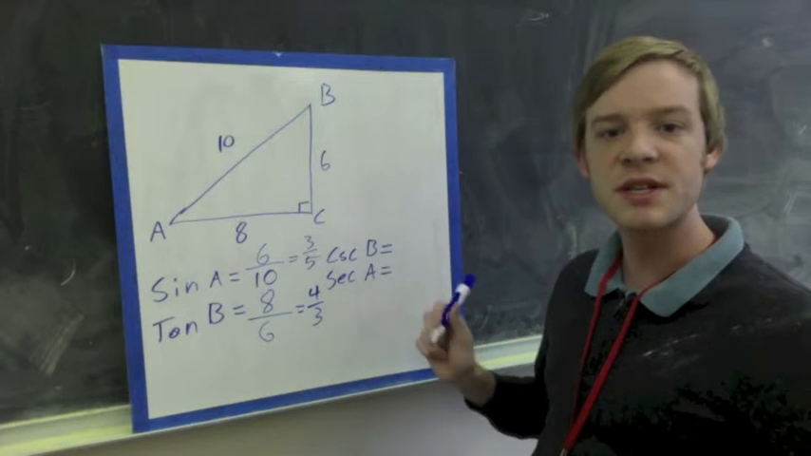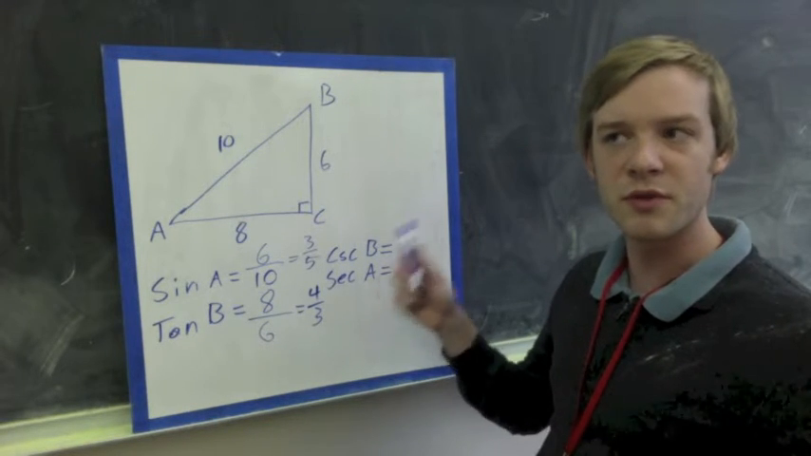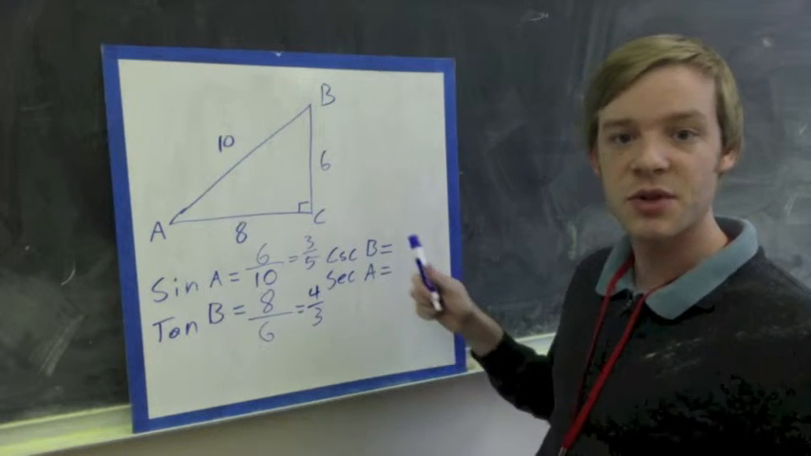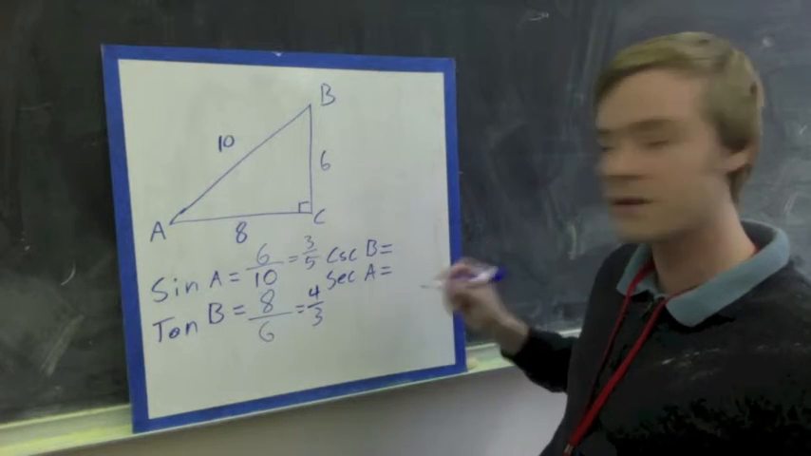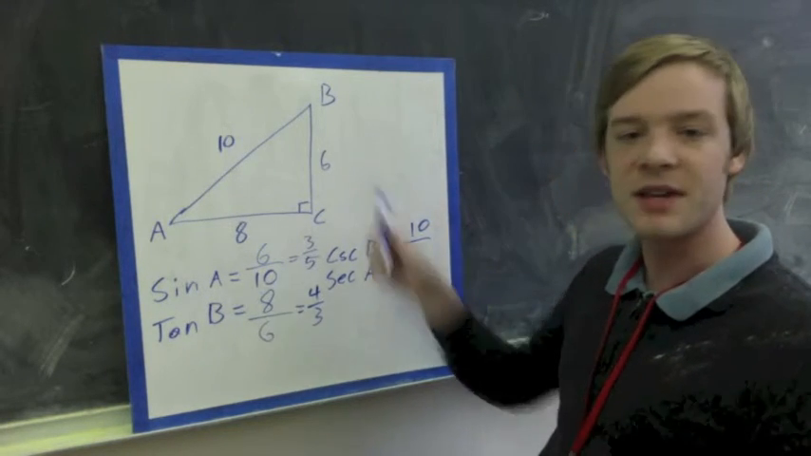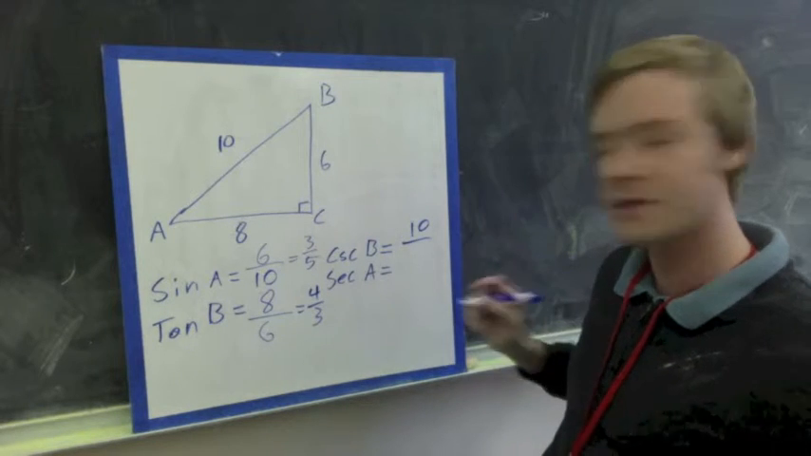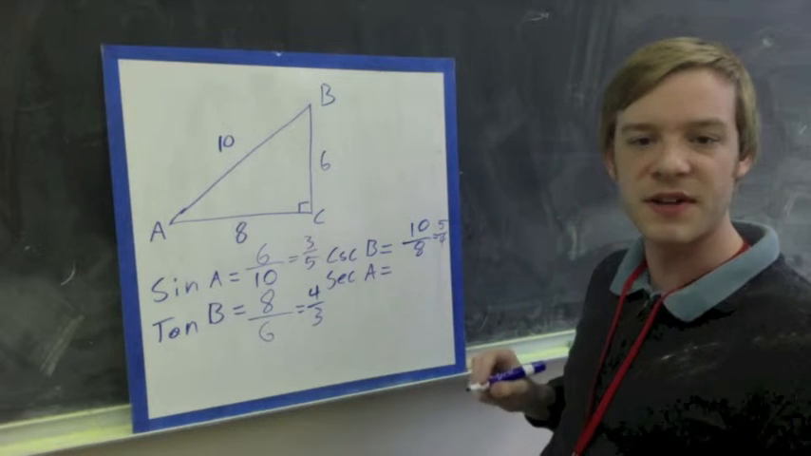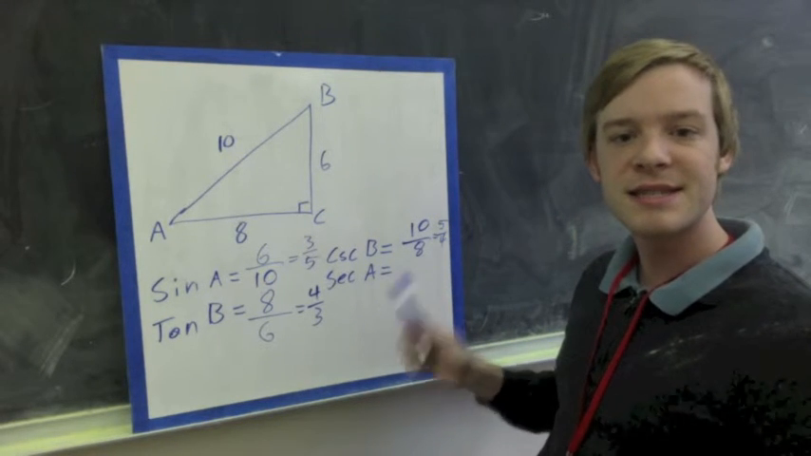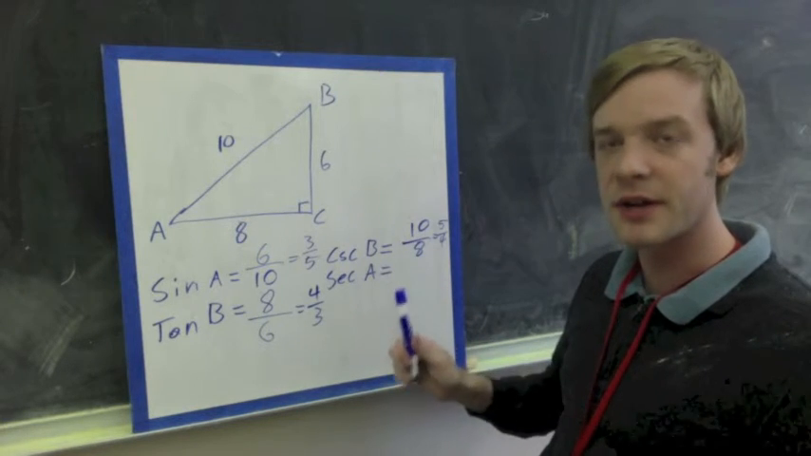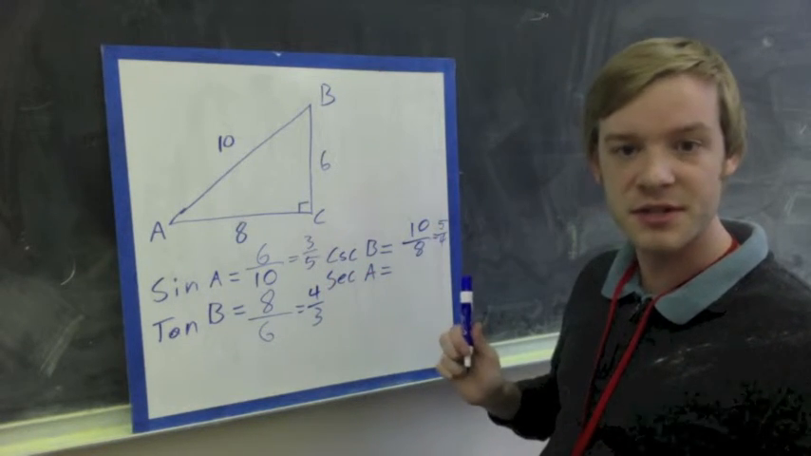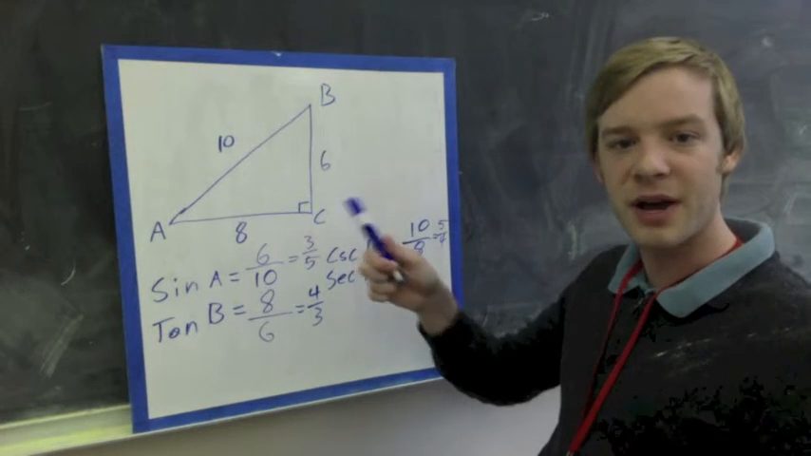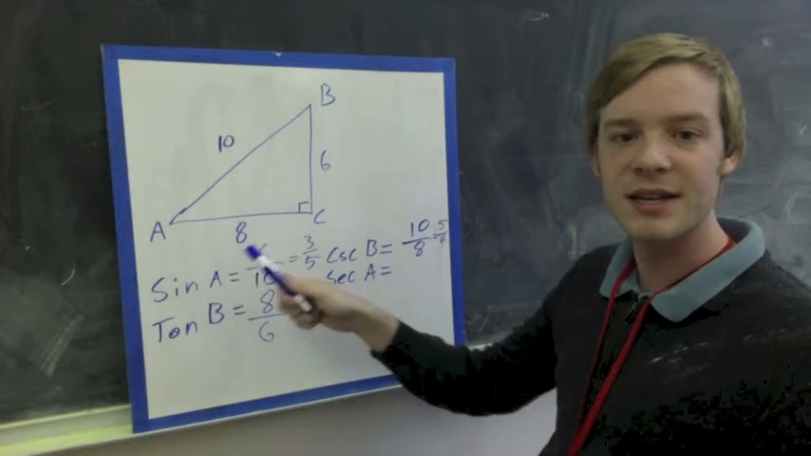Now if we have cosecant of B, if we remember, this was 1 over sine, or it was hypotenuse over opposite. So in this case, the hypotenuse is still 10, and the opposite side for B is going to be 8. And that simplifies to 5 over 4. And lastly, secant of A, so this is 1 over cosine, or hypotenuse over adjacent for A. And so this would have been 10 for the hypotenuse, and the adjacent for A is going to be 8.